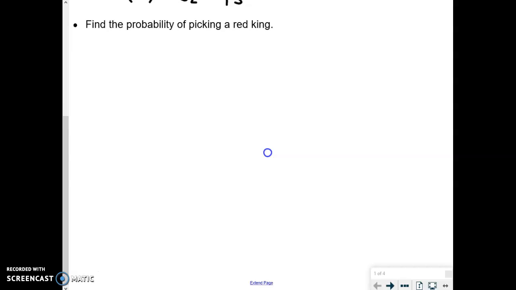Now if we take a look at the next example that we have here, finding the probability of picking a red king. Well, in this case, we have to look at how many kings we have and how many red kings we have out of our 52 card deck. Overall, there are 4 kings in the deck. However, only 2 of them are red, the king of hearts and the king of diamonds.